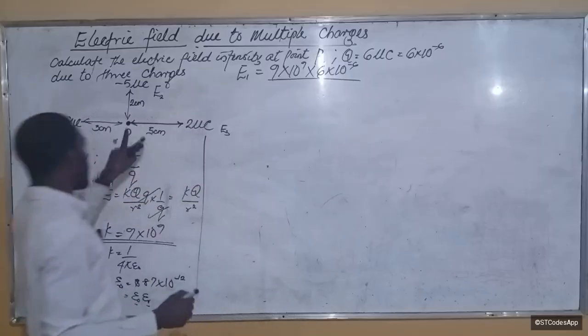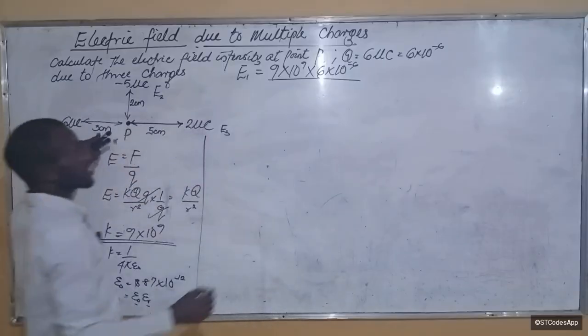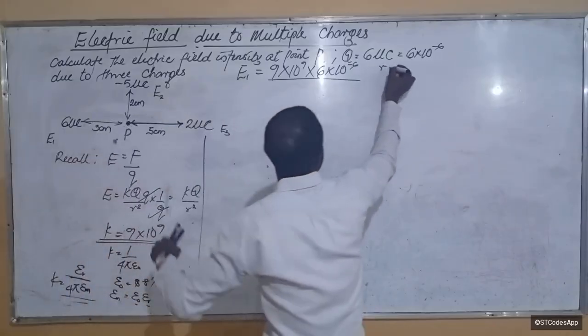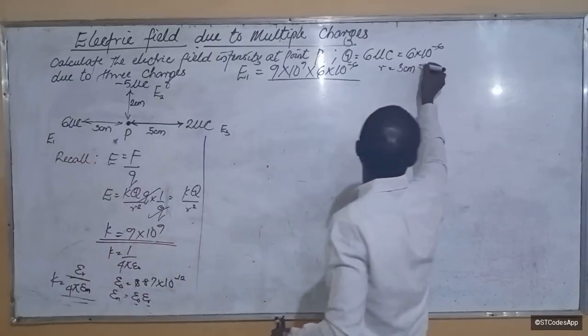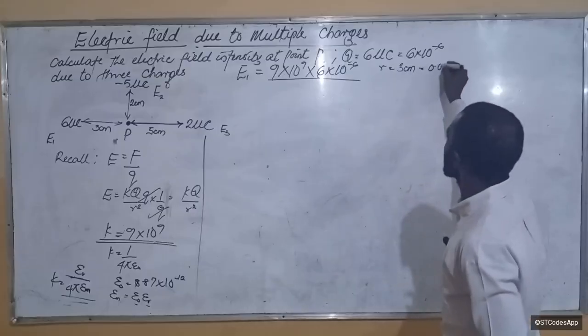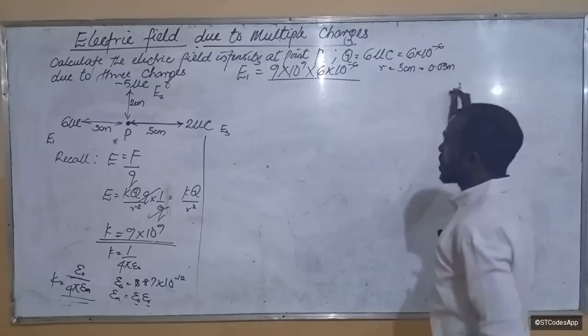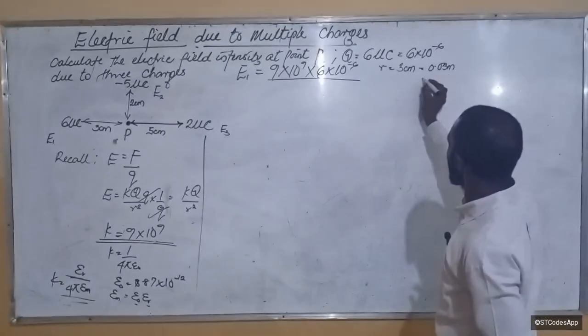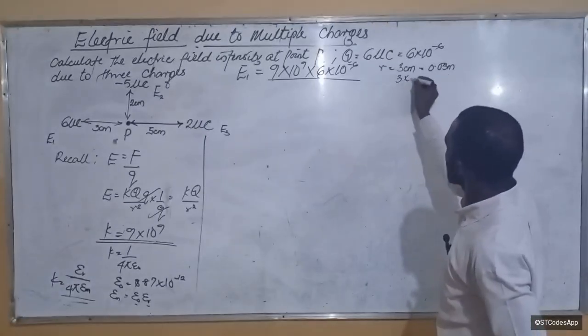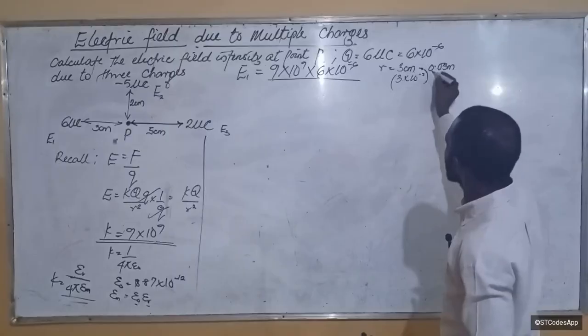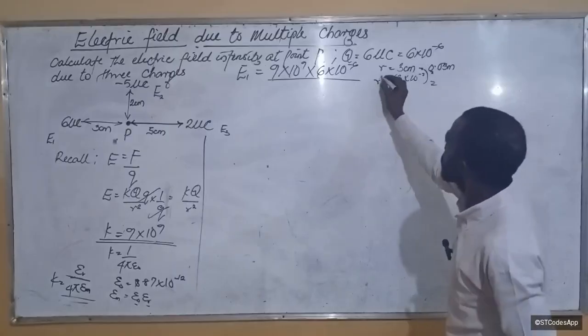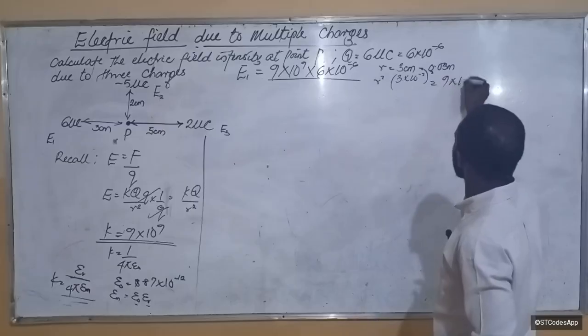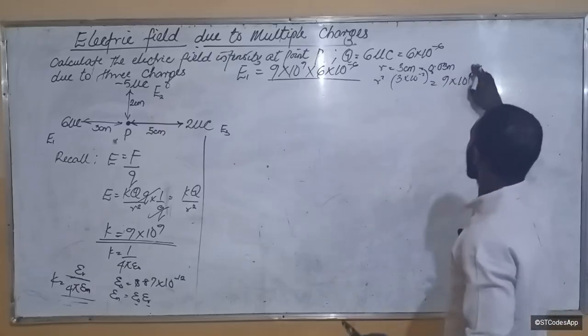The distance between that point and that charge is 3 centimeters. Our r in this case is 3 centimeters. Now you convert to meters, this becomes 0.03 meters. Now you will square it. Makes sense? I can just square this here. This is already 3 times 10 to the power minus 2. By the time you square that, r squared becomes 9 times 10 to the power minus 4, sorry.